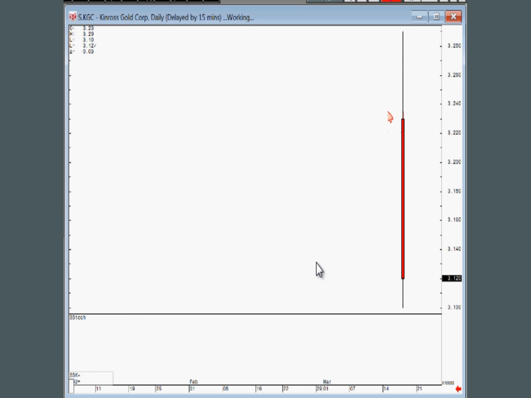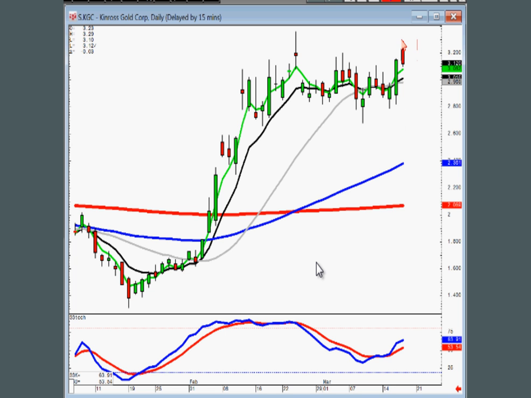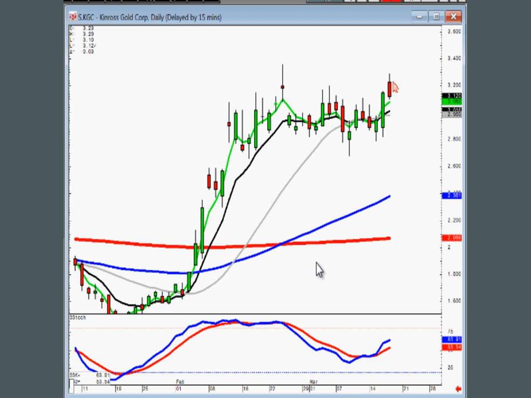KGC was another one of the golds. Still will be buying this one, especially if it comes back up through today's open. That tells us they're breaking out through here on a J-hook pattern.